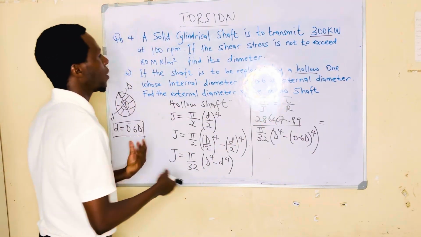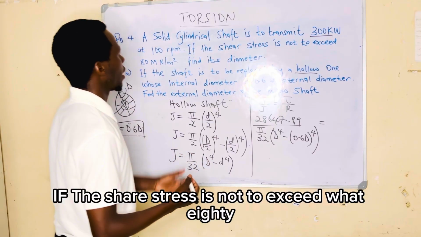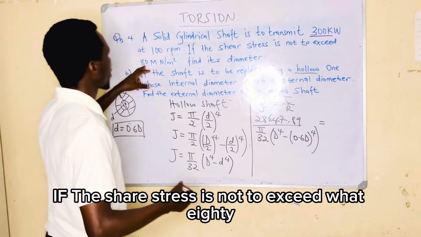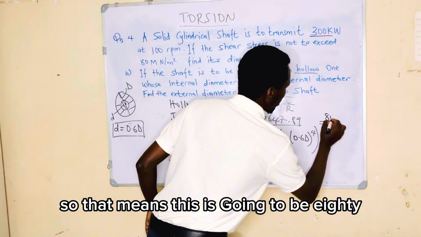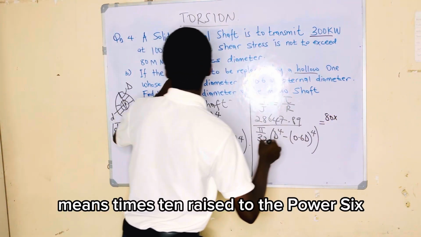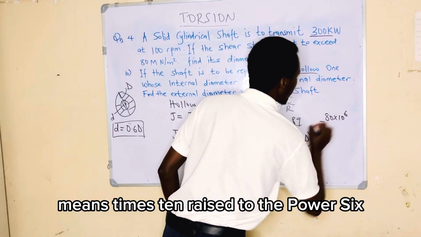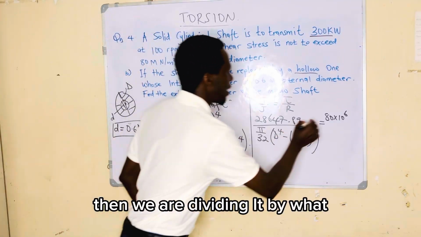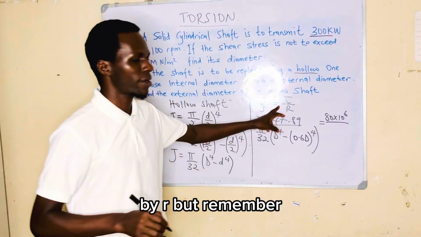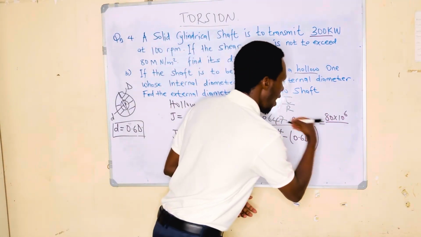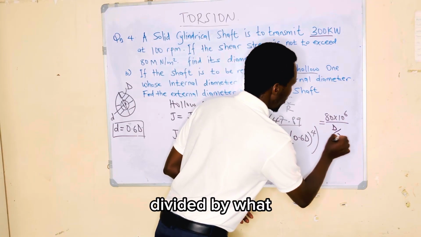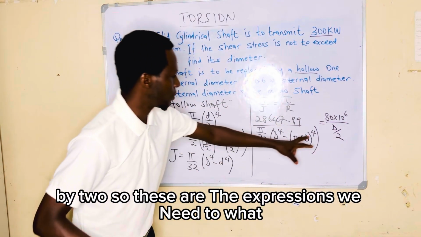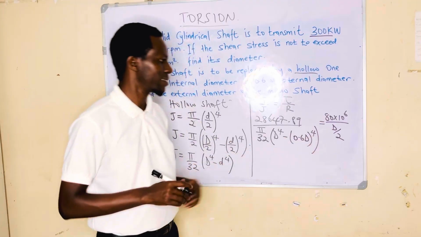But our tau has been given. If the shear stress is not to exceed 80, that means this is going to be 80 mega, and mega means times 10 raised to power 6. Then we are dividing it by R. But remember R is the same as D divided by 2. So these are the expressions we need to simplify.